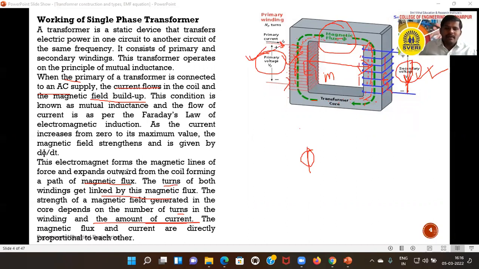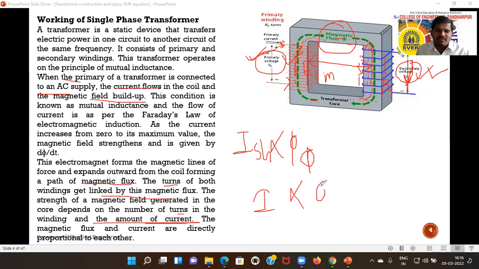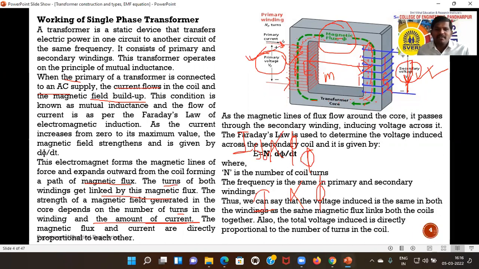Now there is a direct relation. We have already discussed in the case of a DC machine that ISH, the field winding current, is directly proportional to flux production. Similarly, the current flowing through the coil is directly proportional to the flux produced, that is phi. Okay, it is directly proportional to flux.